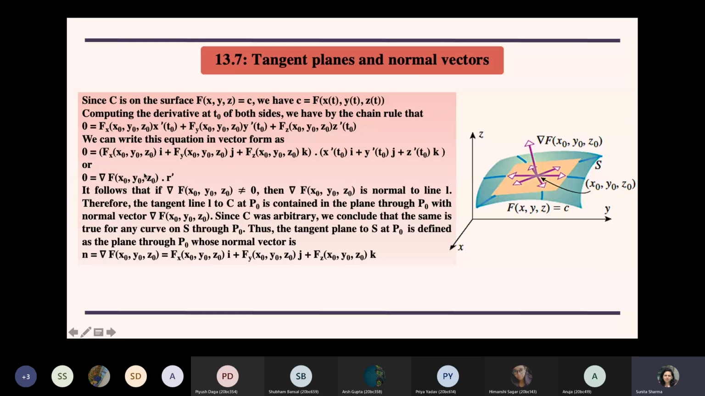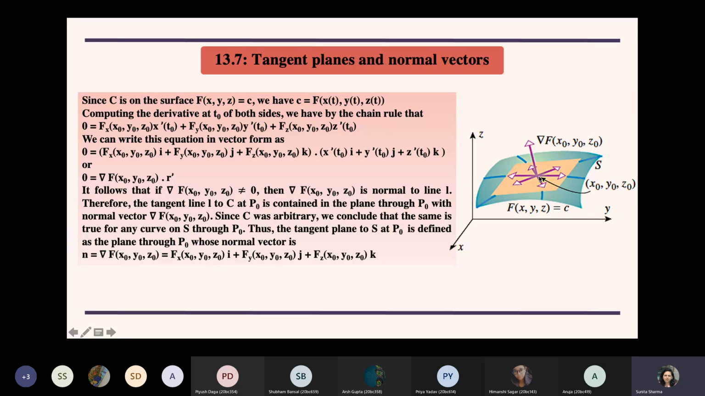So this vector is normal to the line L. Now, the direction of the line L, which is the tangent line, is given by r dash, and this is another vector which we have. These two vectors are perpendicular to each other, so this is nothing but the normal to this line. Therefore, the tangent line L to C at P naught is contained in the plane through P naught with this normal vector. So if we look at this plane, where we said all the tangent lines are going to lie, this particular vector becomes the normal vector.